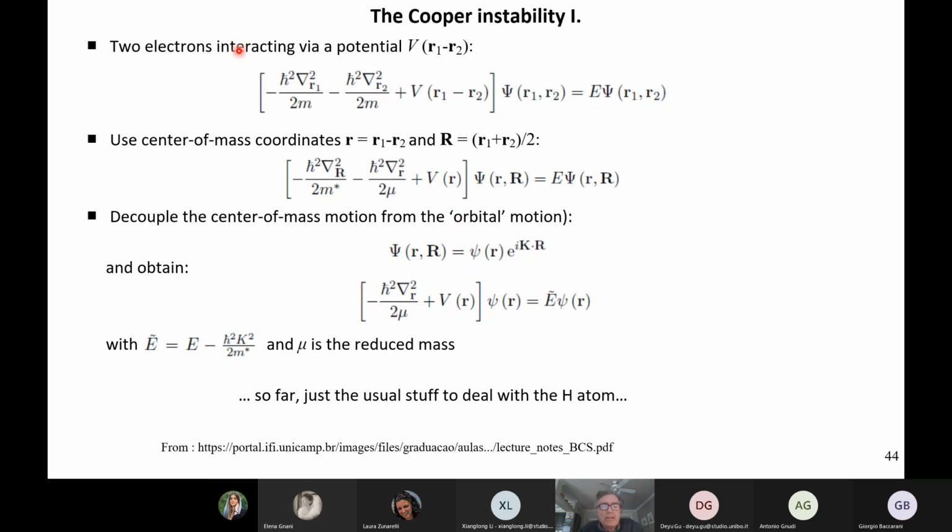So let's consider a system of two electrons. Now we're dealing with two isolated electrons, one and two, interacting with some potential. And this is the two-dimensional two-body Schrödinger equation, time-independent.